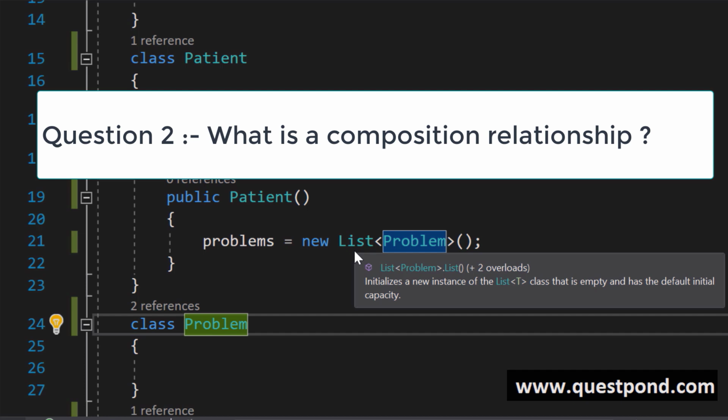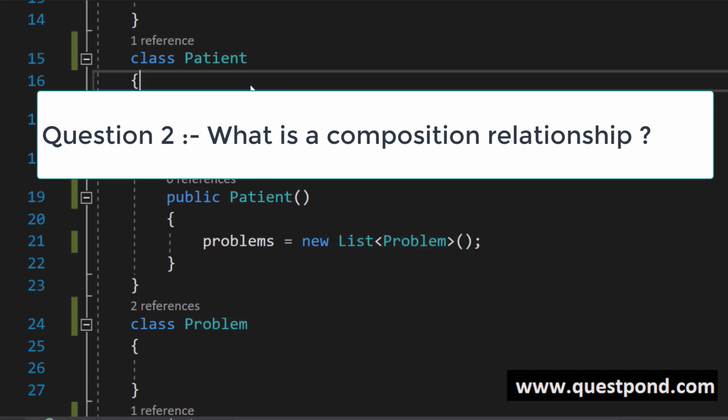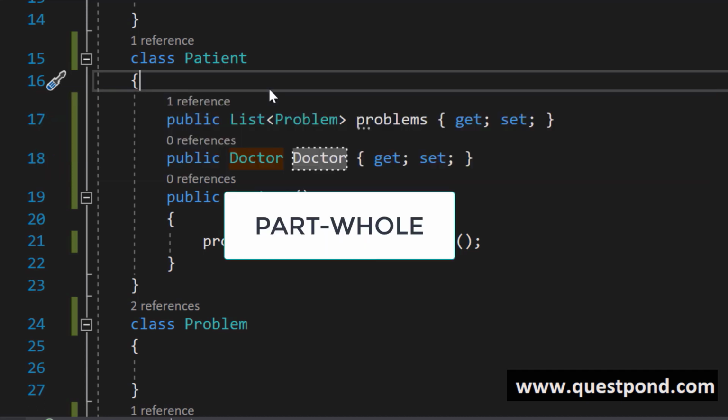And one of the vocabularies which I feel can be very useful when answering questions around aggregation and composition is the vocabulary part-whole relationship, right? So let me first make you understand this vocabulary, part-whole relationship, and then we will try to answer the question of composition.